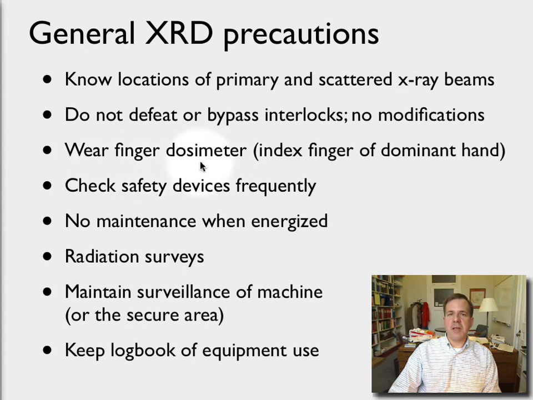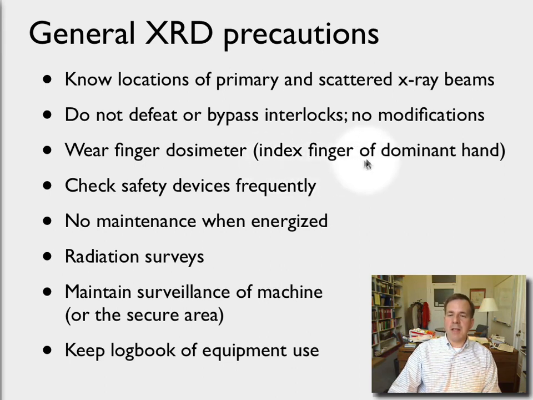You'll receive a small ring that goes on your finger. It should be worn on the index finger of the dominant hand. The purpose of that is to monitor for radiation exposure. The ring badge does not provide any protection in any sense from exposure, but if you should be exposed, it gives us an idea of how much radiation you may have been exposed to.